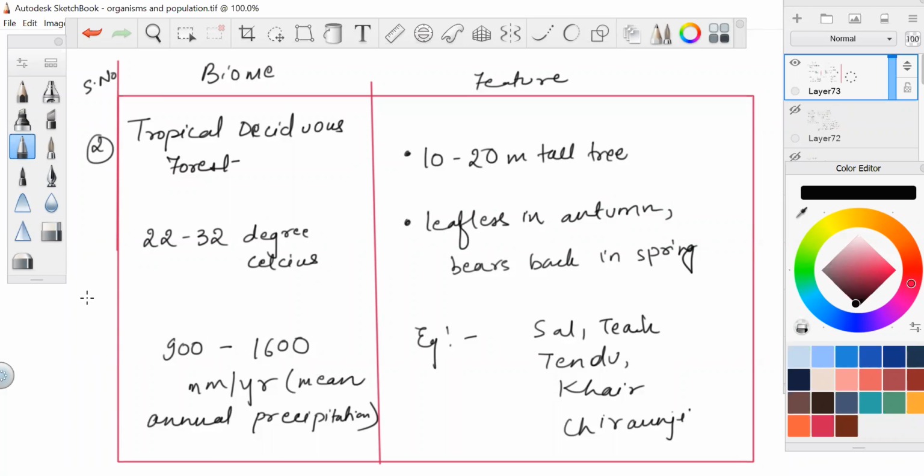Precipitation is important, you have to remember, and this is in millimeter per year. In a question, they can put centimeter per year also. So always be alert while reading the question, in what unit they have written.